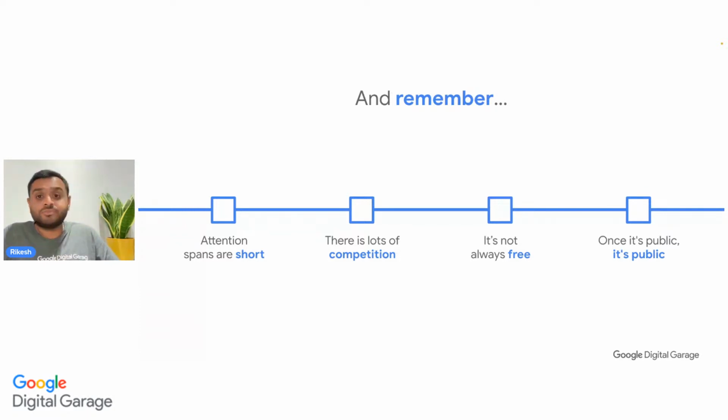And once it's public, it's public. That's something very important to note. So if you were to send out a tweet, if you were to post something on LinkedIn, if you were to put something out onto Instagram, and you notice that there's a spelling error or there's a grammatical mistake that you've made, yes, on most platforms you can typically edit.